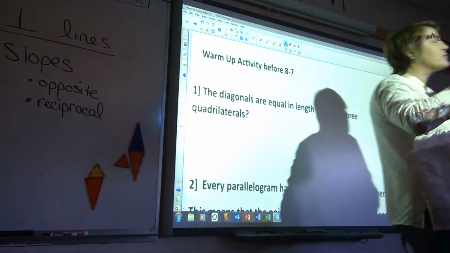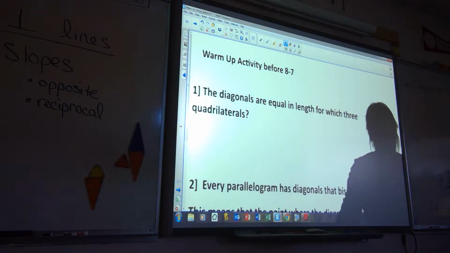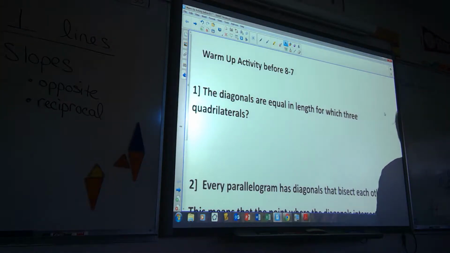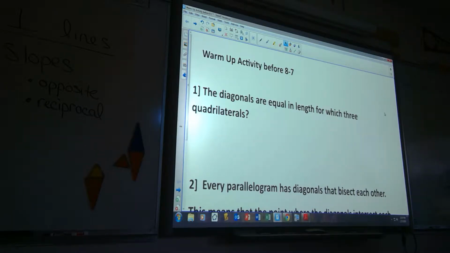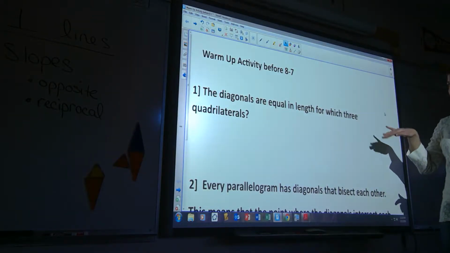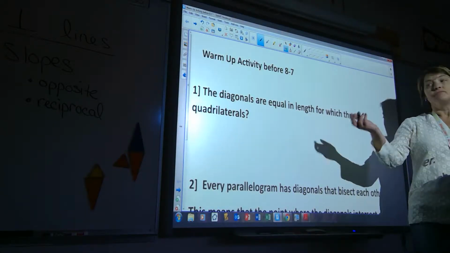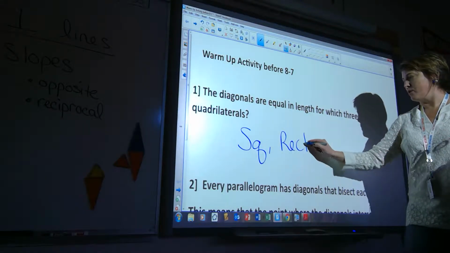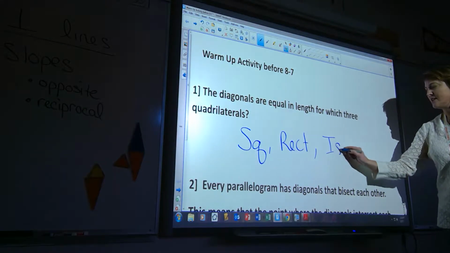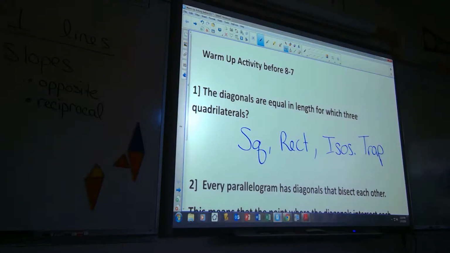So I think if we go through these questions together and you write down anything that you haven't already answered, this will help you on the homework for 8-7 for the weekend. First off, the diagonals are equal in length for which 3 quadrilaterals? Square, rectangle, and one more, isosceles trapezoid. Okay?